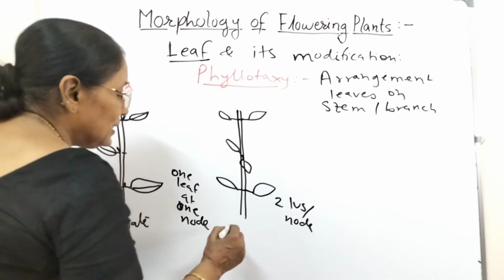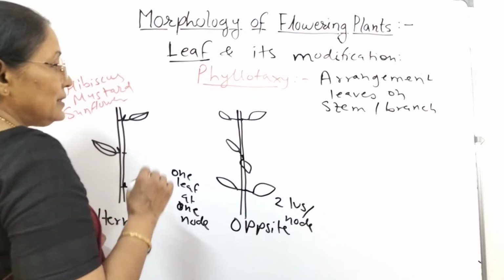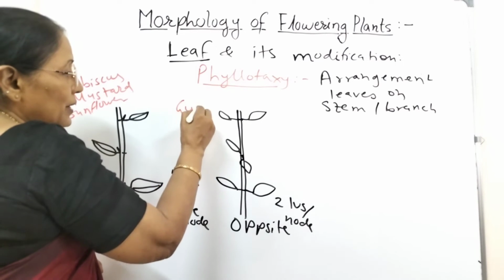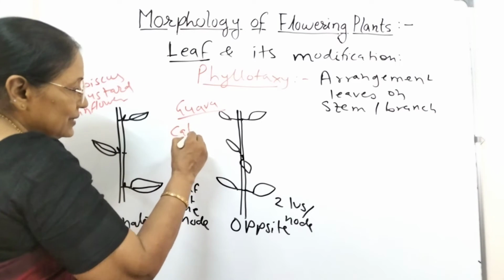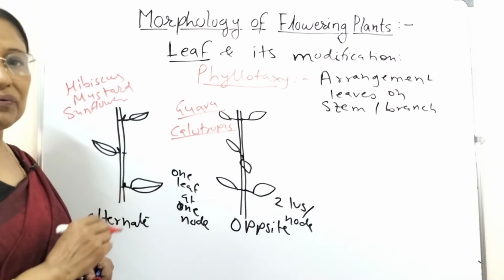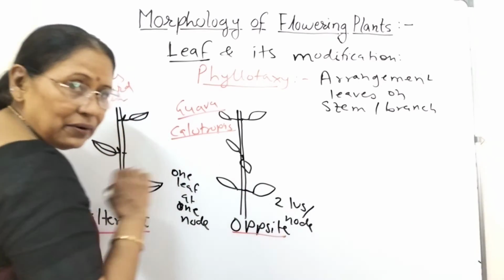This is the opposite one, and opposite Phyllotaxy you will find in case of guava, and you will find in case of that शिवजी का plant जो कहते हैं, that is Calotropis. In Calotropis and guava you find the opposite type of Phyllotaxy.